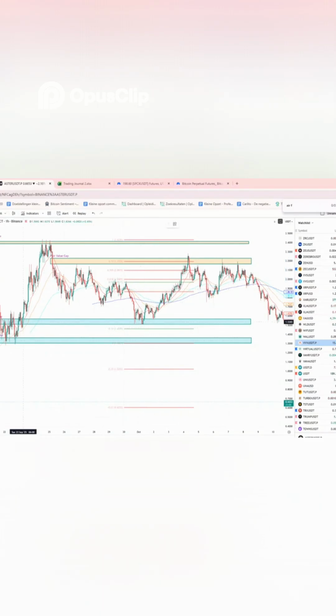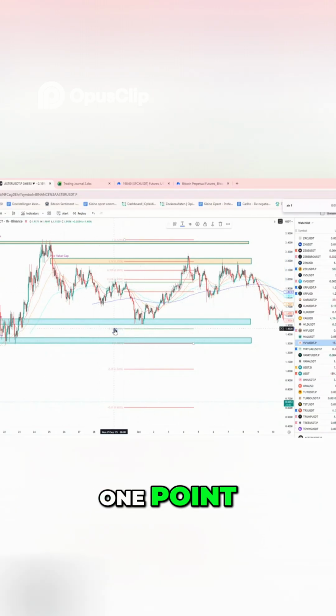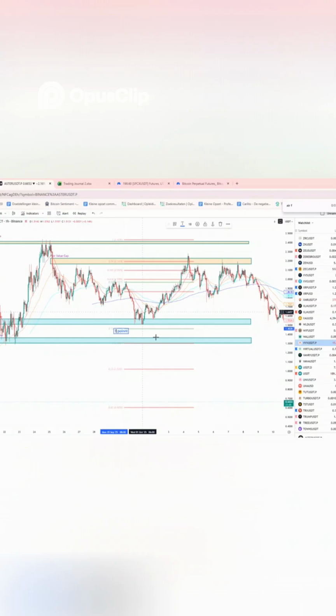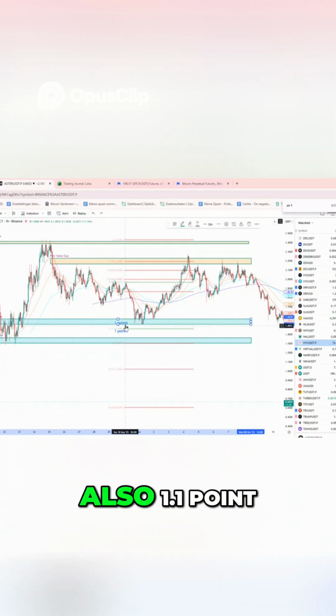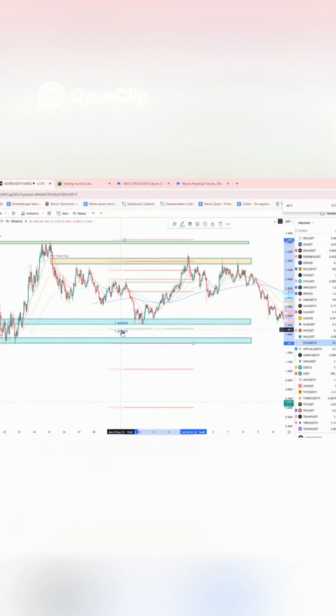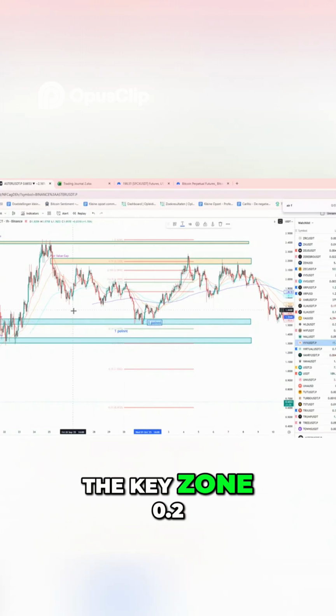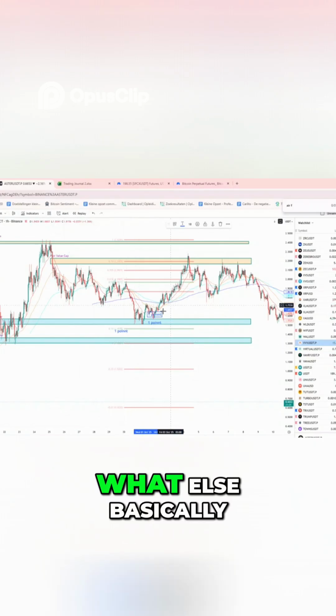That's 1.2. Price came up to a key zone, which is also 1 point. Price came up to the key zone, 0.2. What else?